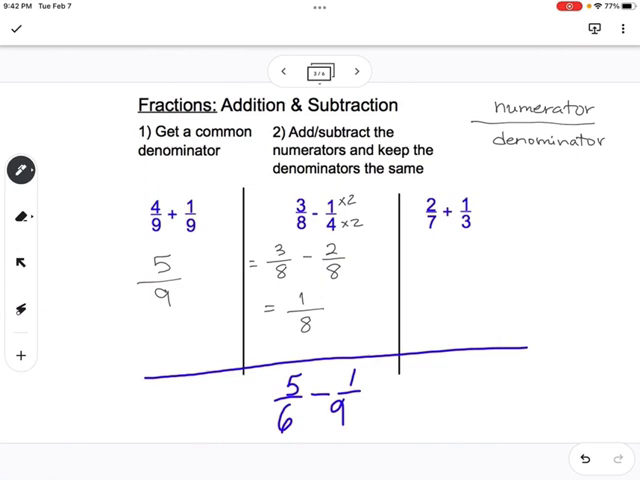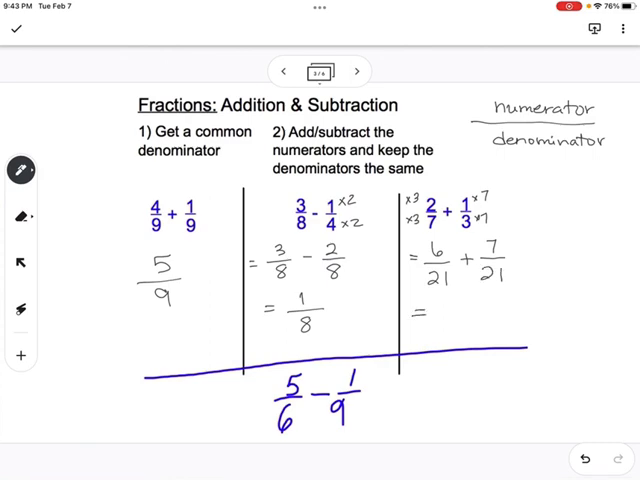So the first fraction we need to multiply by 3. 7 times 3 will give you 21. And the second fraction, 3 times 7 gives you 21. So top and bottom will be multiplied by 7. So the first fraction, 2 times 3 gives us 6 as the numerator, and 7 times 3 gives us 21 as the denominator. The second fraction, 1 times 7 is 7 as the numerator, and 3 times 7 is 21 as the denominator.